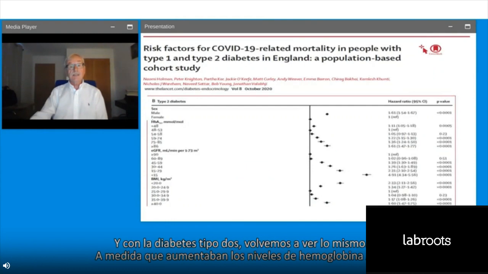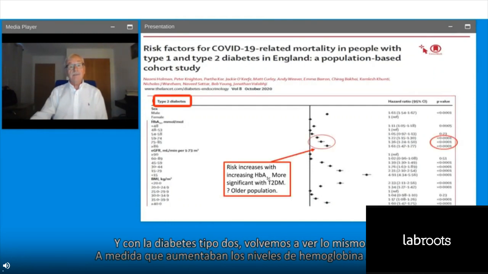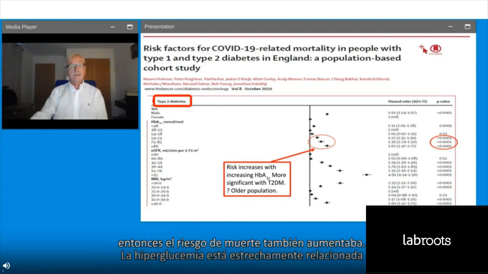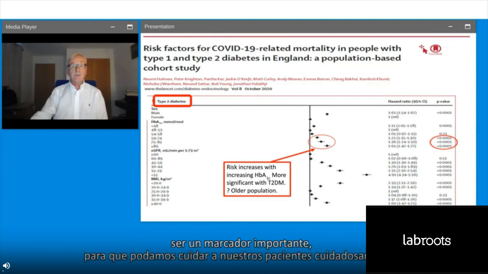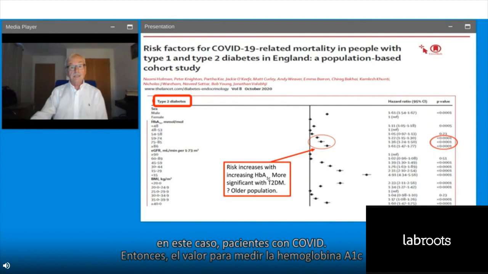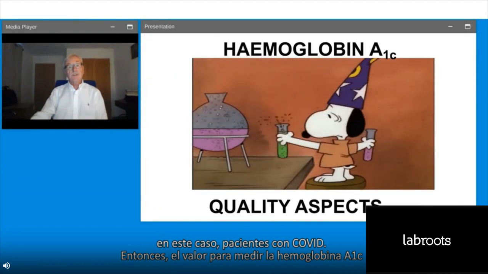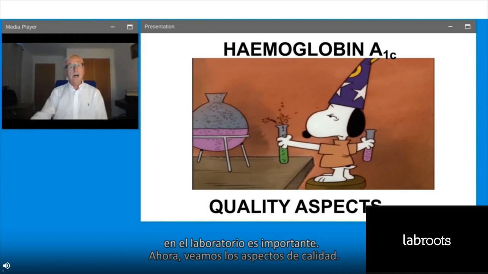Now with type 2 diabetes, we see the same again. As hemoglobin A1C levels increased, then the risk of death also increased. Hyperglycemia is closely related to increased mortality in patients with diabetes. Hemoglobin A1C again has shown itself to be an important marker so we can look after our patients carefully, in this case, patients with COVID. So the values we produce for hemoglobin A1C in the laboratory are important.